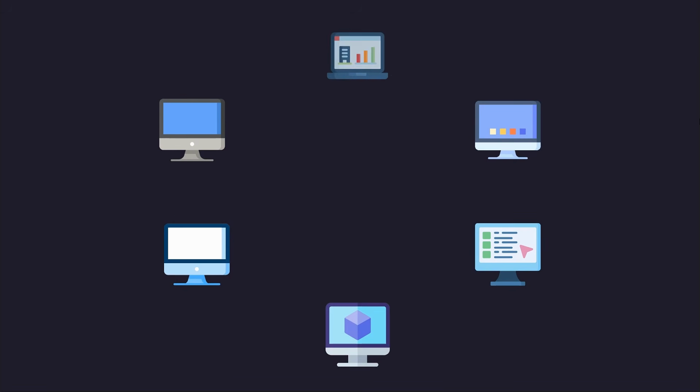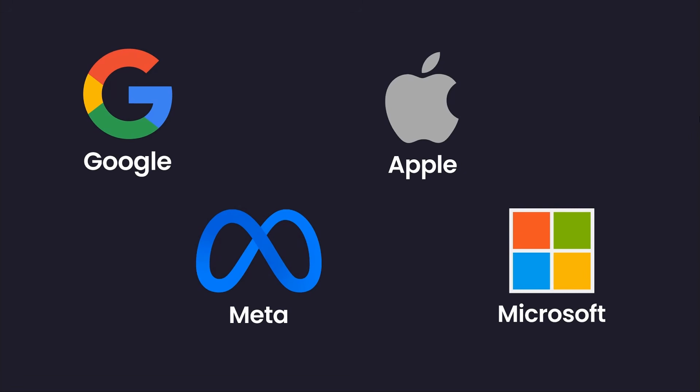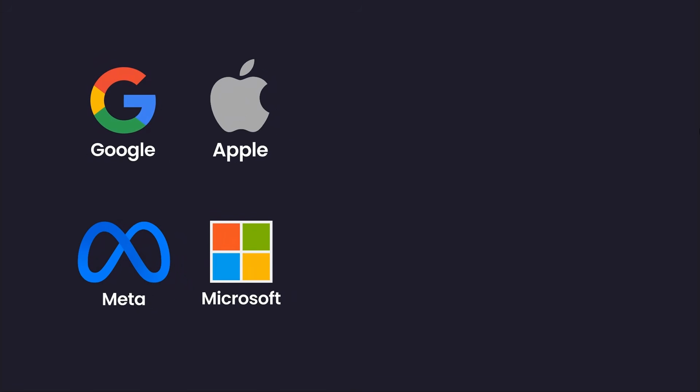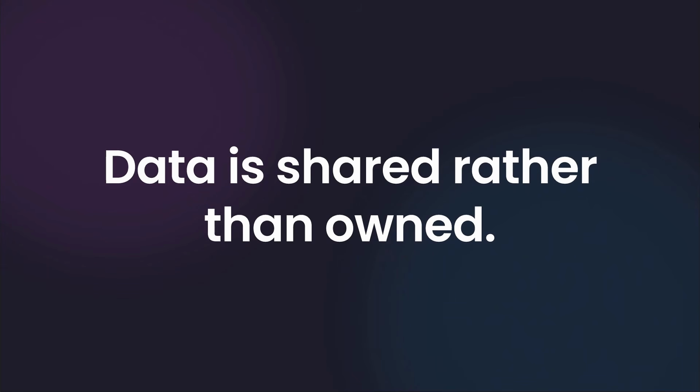Web 3 is built on peer-to-peer networks of computers that talk to each other without middlemen. All of the data in Web 2 is controlled by big tech companies, such as Google, Apple, Meta, or Microsoft. In the decentralized web, no single person or company owns any data or information about anyone or anything. Everything is completely visible and connected to the public. The whole point of Web 3 is that data is shared rather than owned.